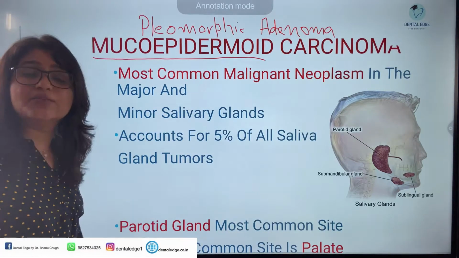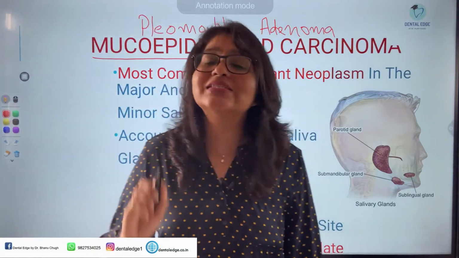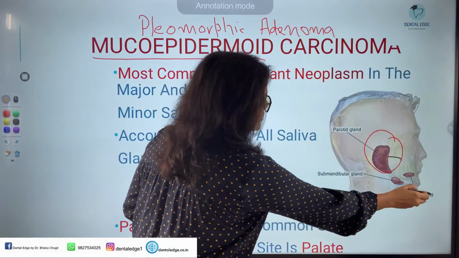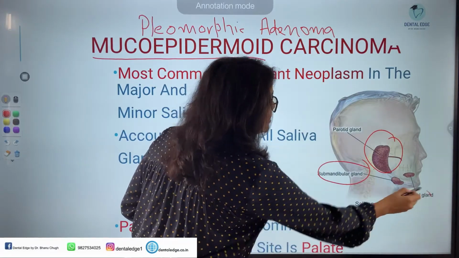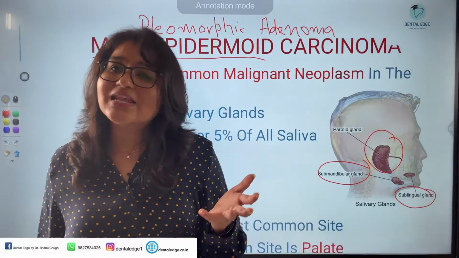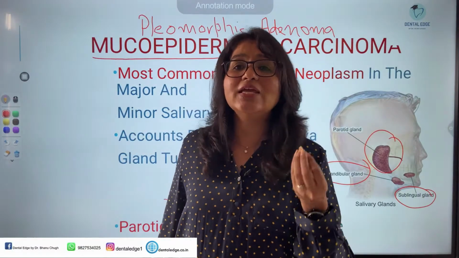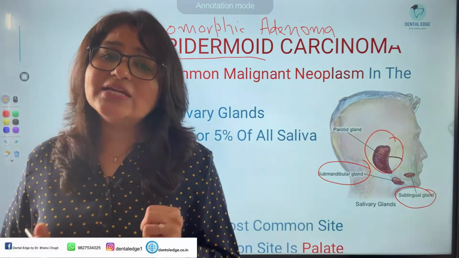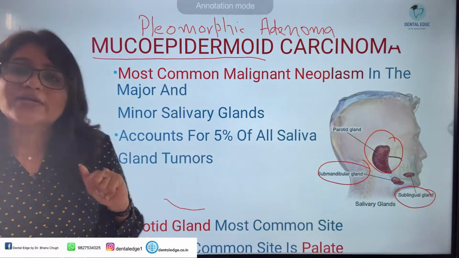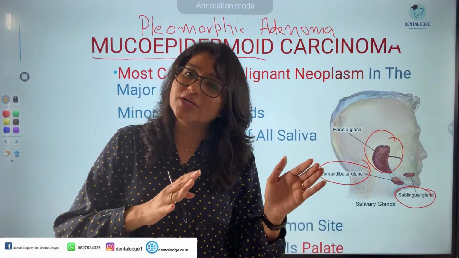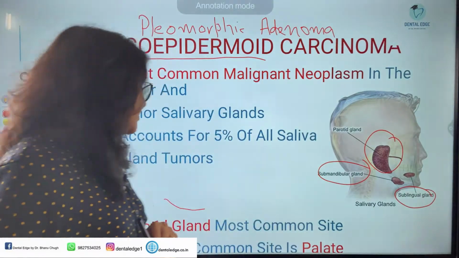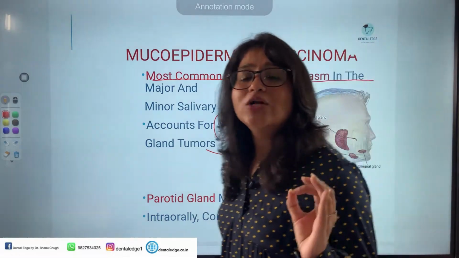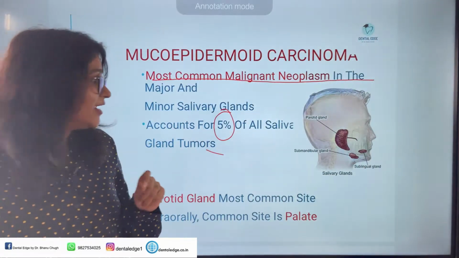So it occurs in both major and minor salivary glands. Which are the major salivary glands? Parotid gland, submandibular gland and sublingual gland. And which are the minor salivary glands? These are the glands that are present within the oral cavity, in the palate, tongue, lip, right? So this mucoepidermoid carcinoma involves both major and minor salivary gland tissue, right? It accounts for 5% of all salivary gland tumors, right?